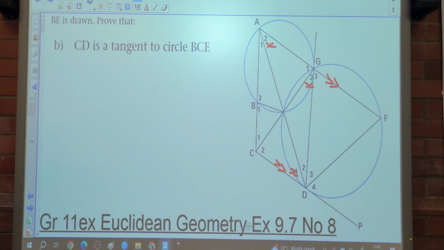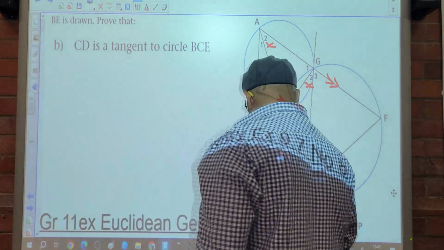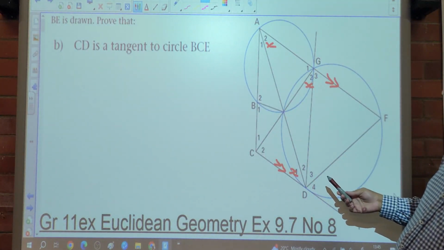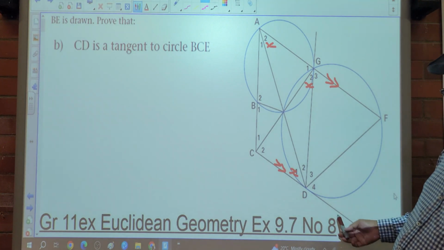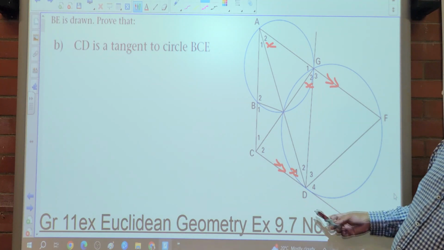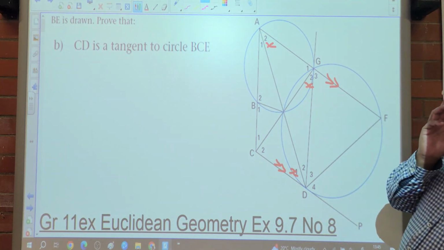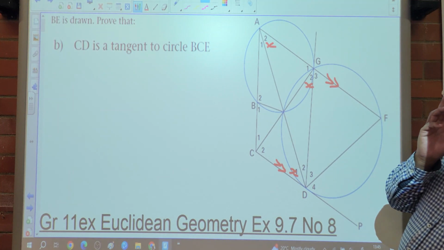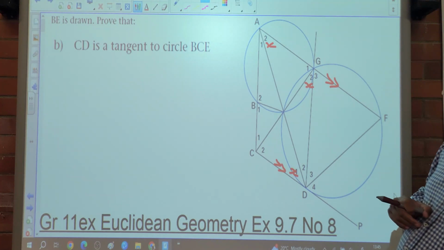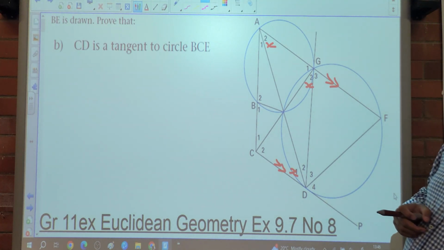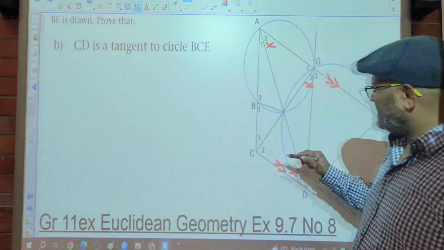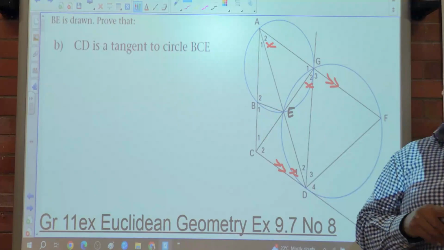Here we are told that CD is a tangent. CD is a tangent to circle BCE. Oh, there is the E, there's no. Sorry, I erased the E. Sorry, I was looking now, where is this?